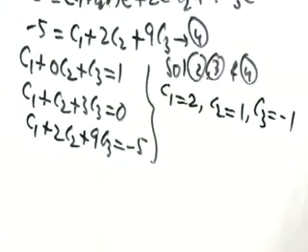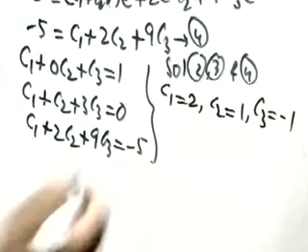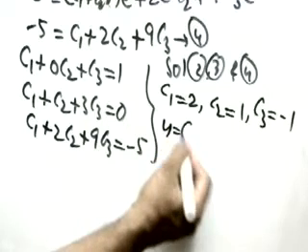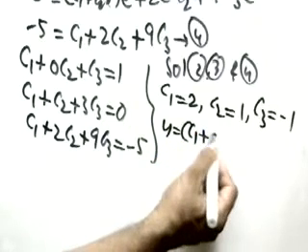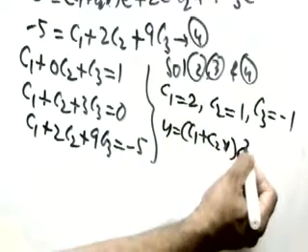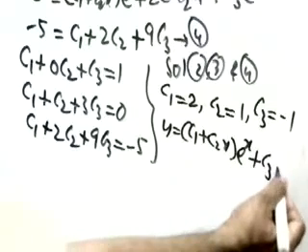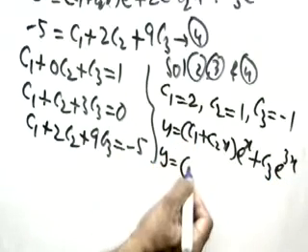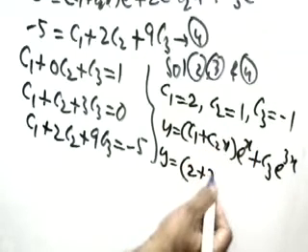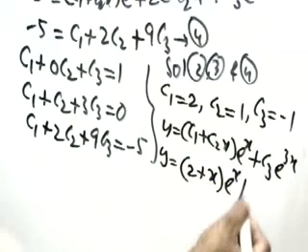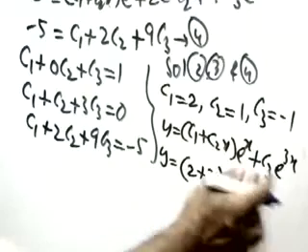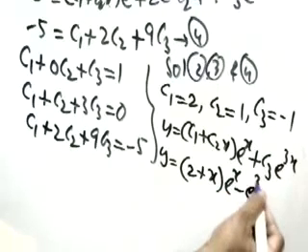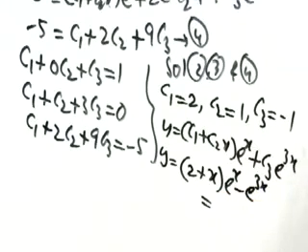So let me substitute these values in the equation. What equation are we having? Equation 1 is y equals c1 plus c2 x, e power x, plus c3 e power 3x. Now let me substitute the values. y equals c1 is 2, plus c2 is 1, so 1 into x is x, e power x, plus c3 is minus 1, so minus 1 into this will be minus e power 3x. So we got this answer.